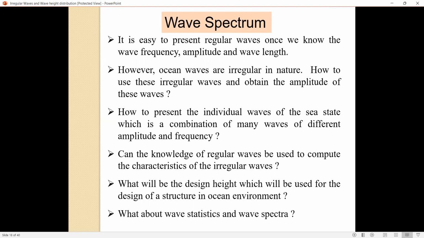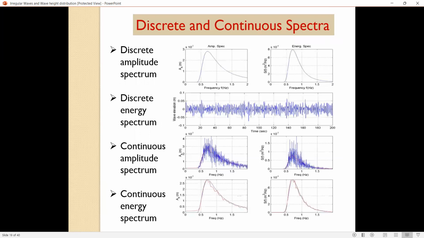So when I say an irregular wave is a combination of many waves, I have many wavelengths. Which will be my wavelength when I go there? An engineer will definitely ask me that you have taken so many waves together, you have so many wavelengths, but what will be my design height? Those questions will come practically when you look at the problem. Then we will talk about the statistics and so on.